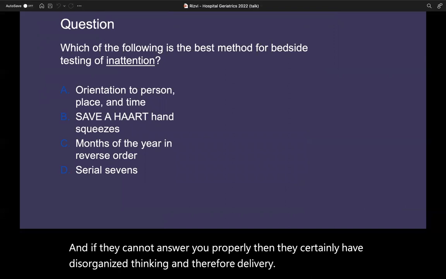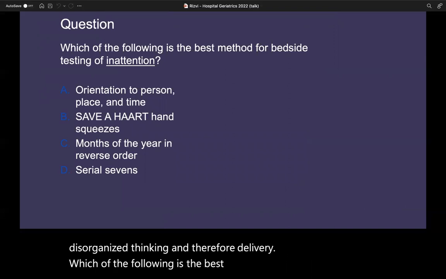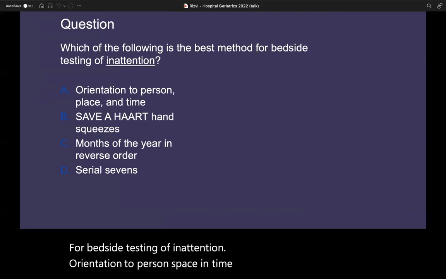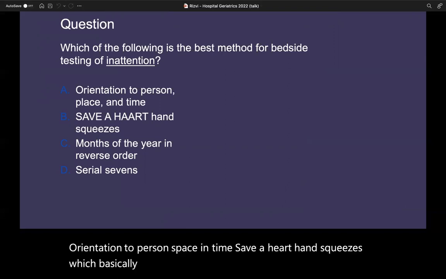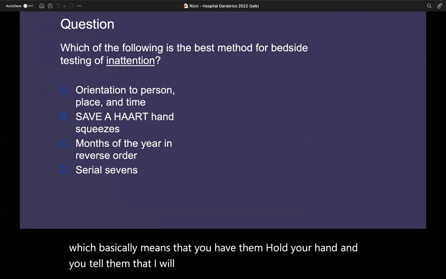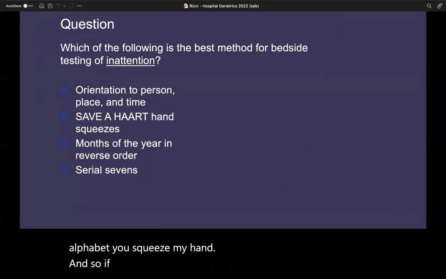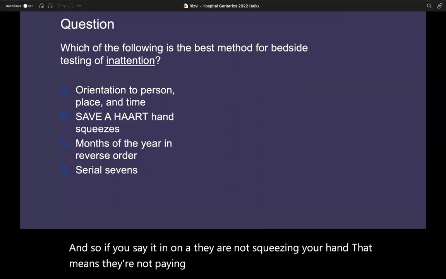Now, which of the following is the best method for bedside testing of inattention? Orientation to person, space, and time. Save a heart, hand squeezes, which basically means that you have them hold your hand and you tell them that I will say save a heart. And every time I say the alphabet A, you squeeze my hand. And so if you say it and on A, they are not squeezing your hand, that means they're not paying attention. So that's again a sign of inattention.